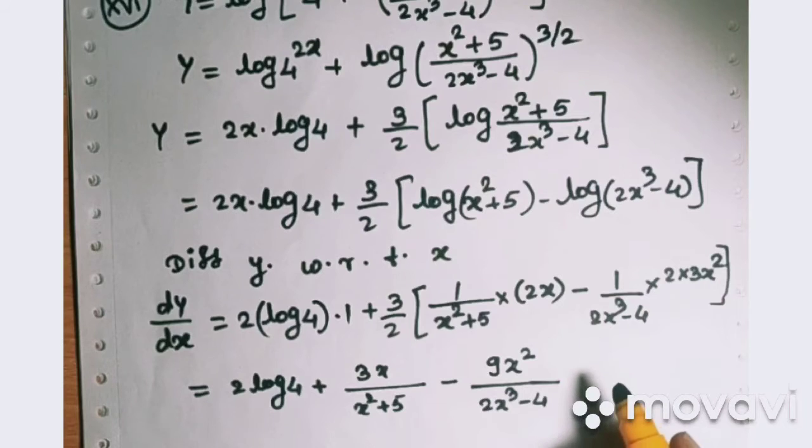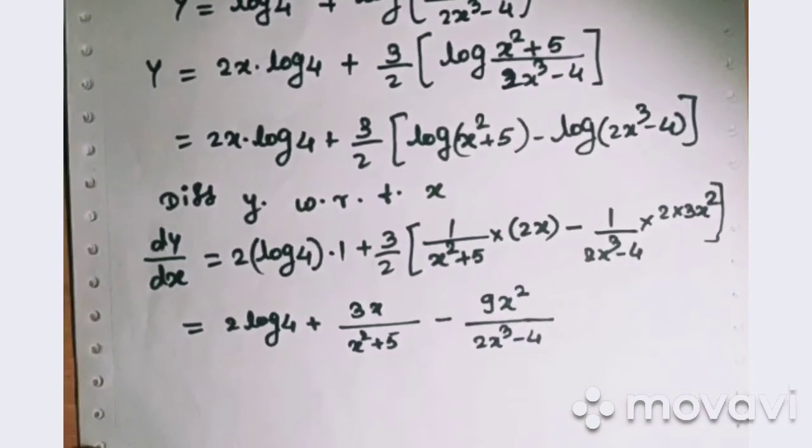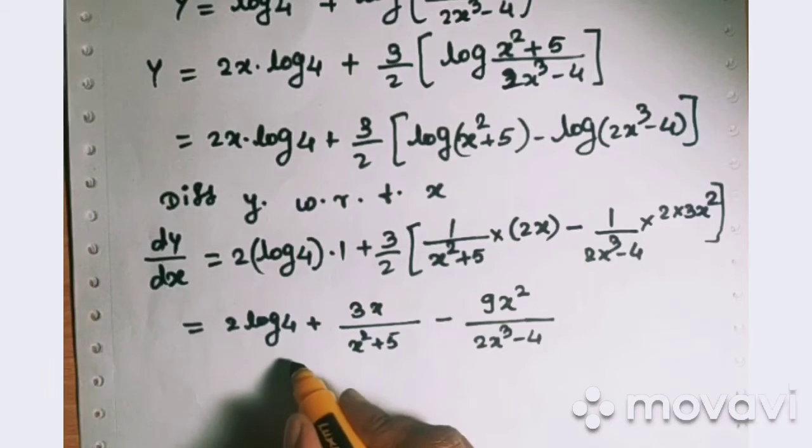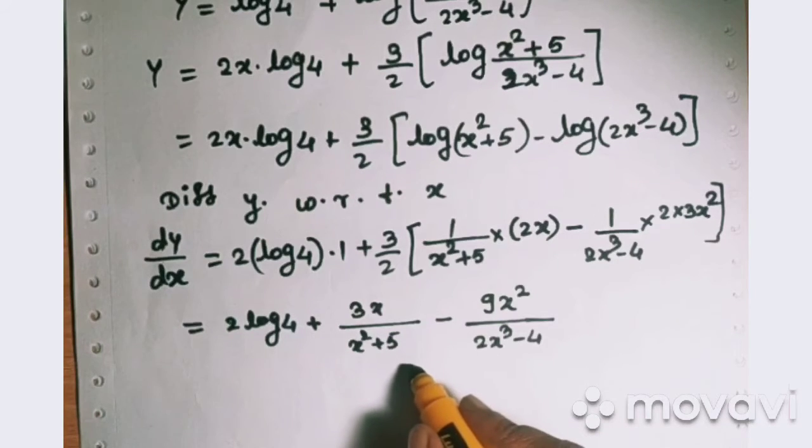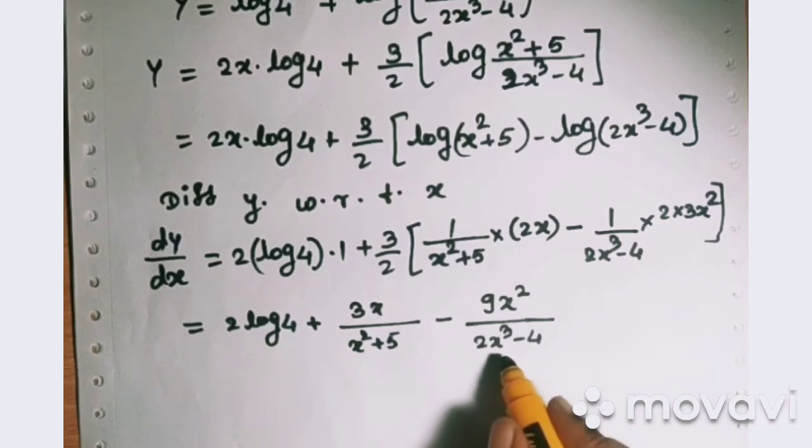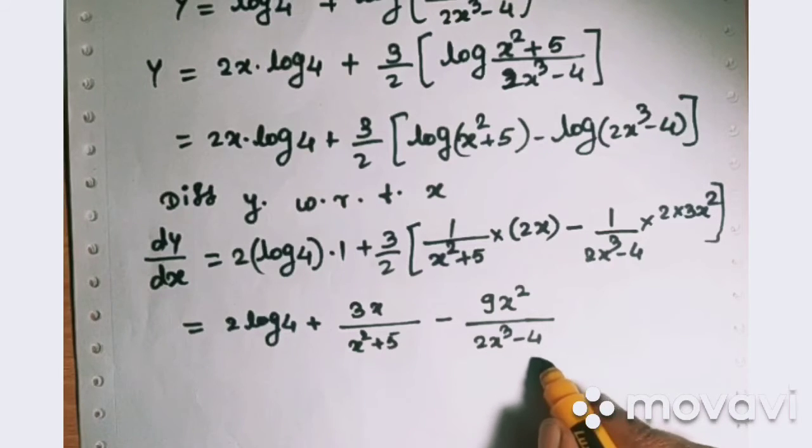Okay students, got it? The answer is 2 log 4 plus 3x divided by x square plus 5 minus 9x square divided by 2x cube minus 4. The next example is similar to that 16th example. I am going to the next, that is the 18th example.